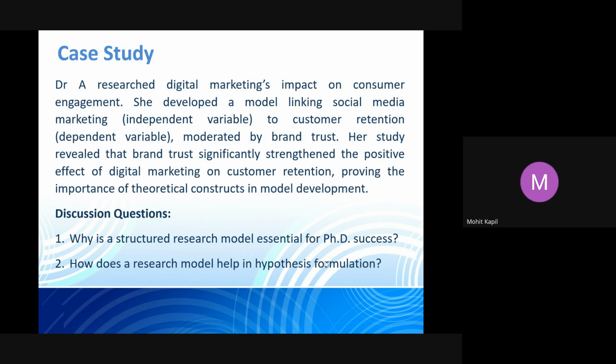Ma'am, it helps in hypothesis formulation by identifying the variables. Very right. If we are using structured research models, then we may be able to identify the types of variables, and based on that, we can formulate our hypothesis statements accordingly. Thank you, Mohit sir, for such a wonderful participation. So basically, it provides a structured approach to identifying relationships among variables, helping you to develop clear and testable hypotheses. Now, let us see what we learned.